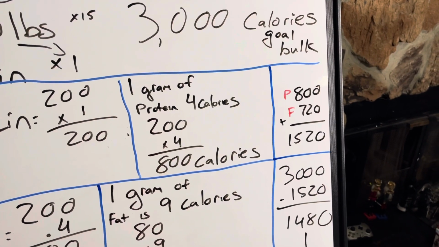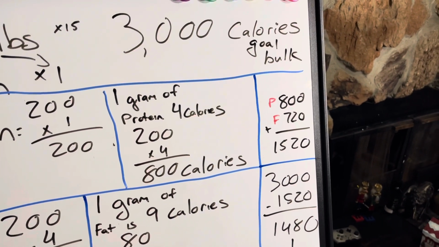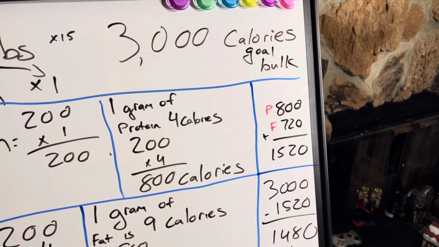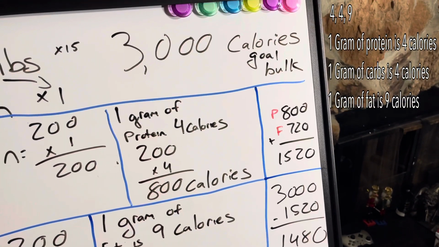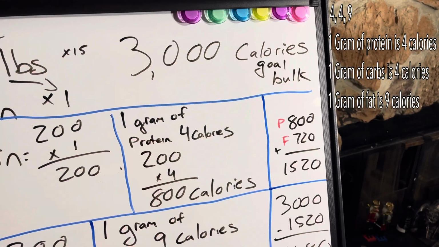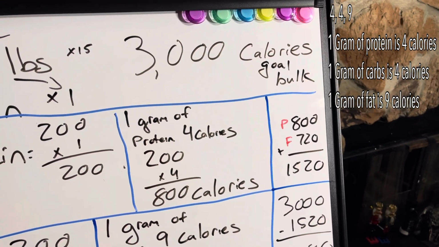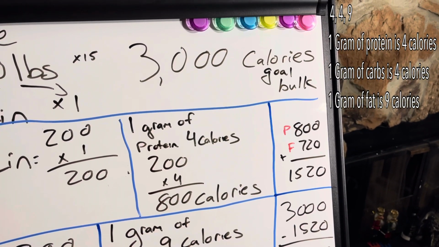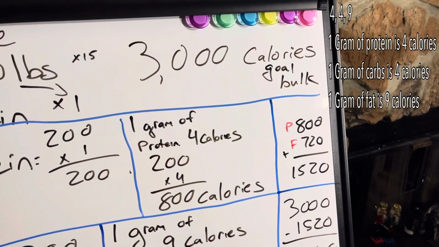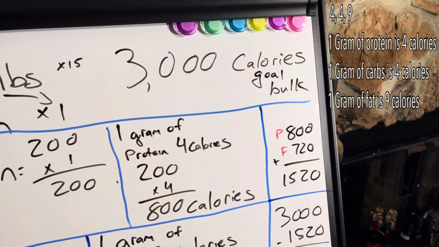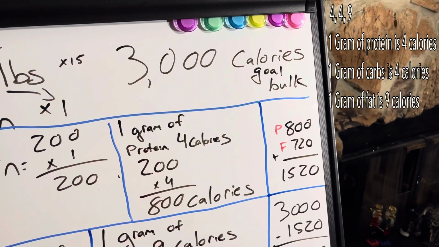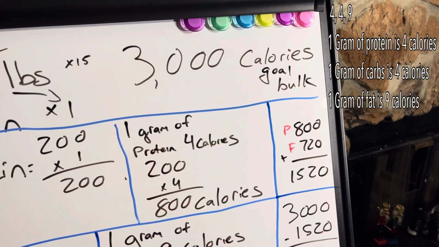But a formula I want you guys to remember and take away from this video is the 4-4-9 rule, which is 1 gram of protein is 4 calories, 1 gram of carbohydrates is 4 calories, and 1 gram of fat is 9 calories. That's why they have the 4-4-9 rule.